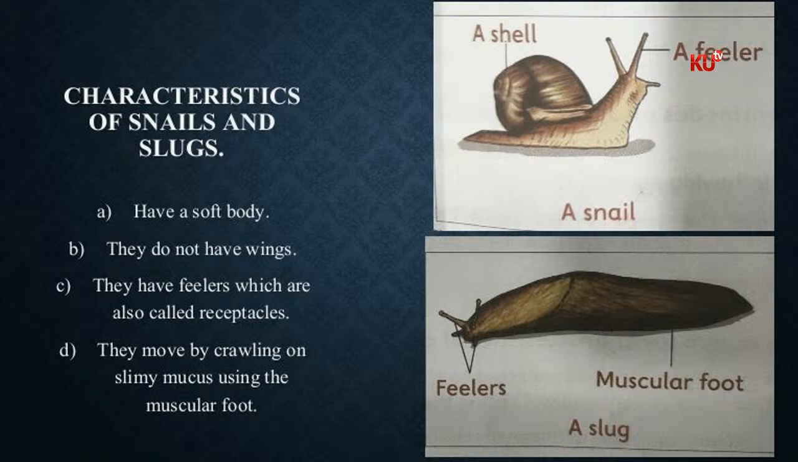Then the final characteristic of snails and slugs is about their movement. Remember, insects have legs. Spiders and ticks have legs. What about snails? From our diagram, do we see any legs? So that maybe we say it has 1 pair or 2 pairs or 3 pairs or 4 pairs of legs? No.